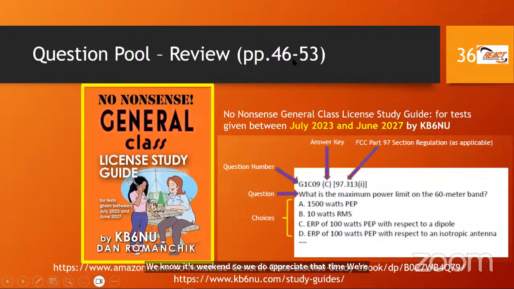So pages 46 to 53, what we covered today. Again, for those who want to know how to interpret the question pool numbers, this is a little chart to tell you what each of the things that look cryptic on the question pool means, so you can review this. We did say there are 2 question pool questions that have been withdrawn. All right, so we'll continue to mention that because those are no longer valid for the exams.